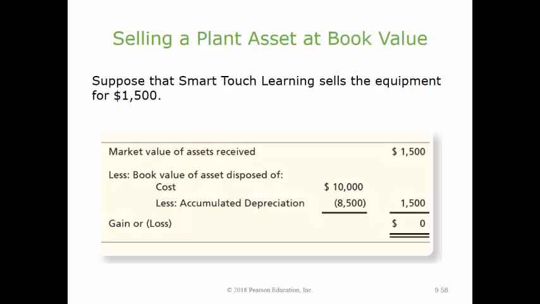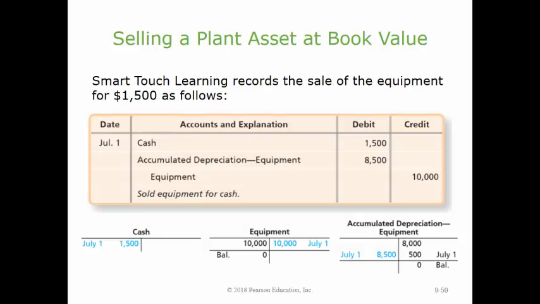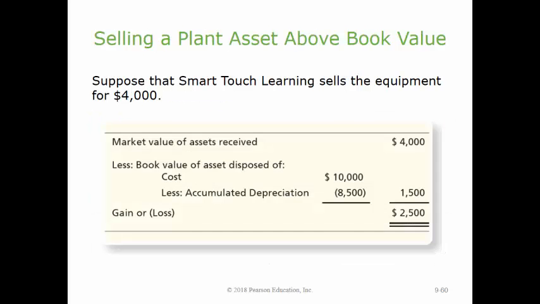Suppose that Smart Touch Learning sells the equipment for $1,500. When a business sells an asset for book value, no gain or loss is recorded. This is because the cash received is equal to the book value of the asset sold. The entry to record the sale contains no gain or loss because the asset was sold for book value.